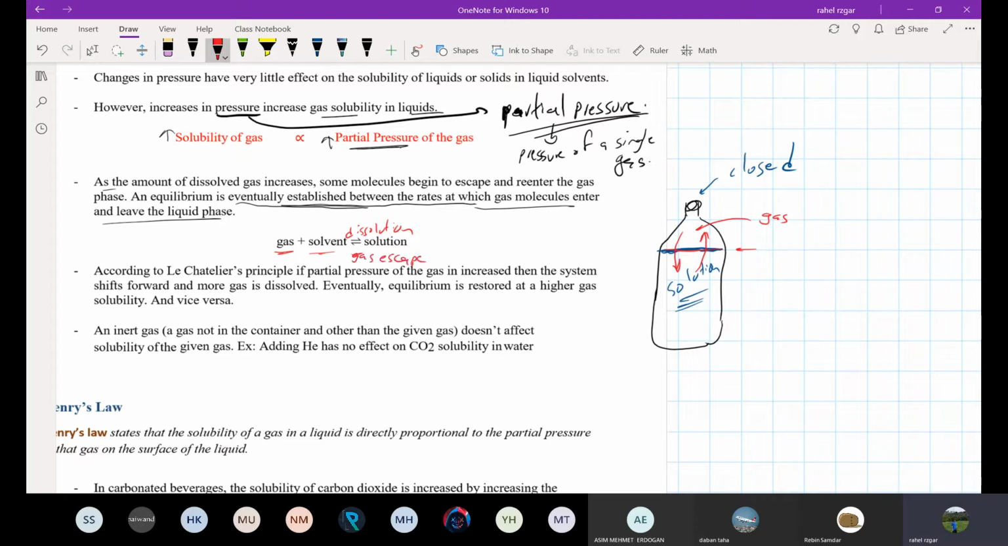So at that point, the amount of gas entering the solution is equal to the amount of gas coming out of the solution. That's why when you open the bottle at once, all the gases in this space will escape, and only the gas inside the liquid will remain. All right? We understood that. Now we close the lid again. When you close the lid, the gas has been lost in the space.